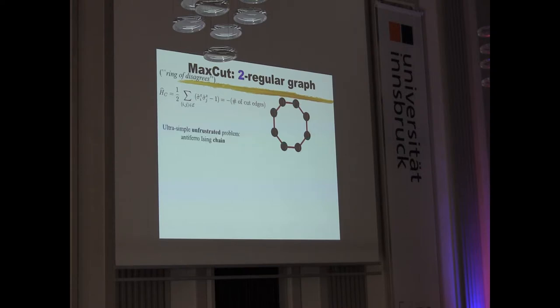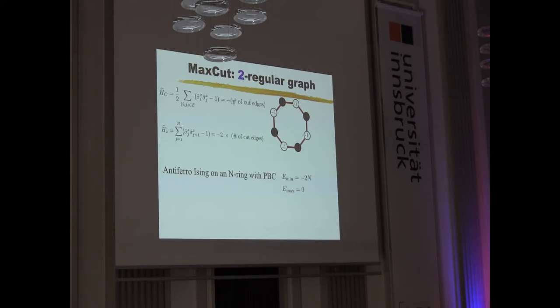Now, a special case. It's called the ring of disagrees, if this sounds easier to you. To me, the Ising model on a chain is a bit clearer, but this depends on the training. So here is the special case that I will consider. It's a ring with nearest neighbor links, so it's a simple unfrustrated problem, the antiferromagnetic Ising chain. Obviously the solution is the alternating Néel state: plus, minus, plus, minus.